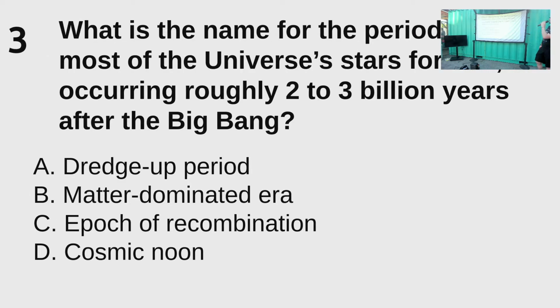Question 3. What is the name for the period when most of the universe's stars formed, which occurred roughly 2 to 3 billion years after the Big Bang? Was it A, the dredge-up period, B, the matter-dominated era, C, the epoch of recombination, or D, cosmic noon? All of these are real things, but only one of them is the time period where star formation dominated.